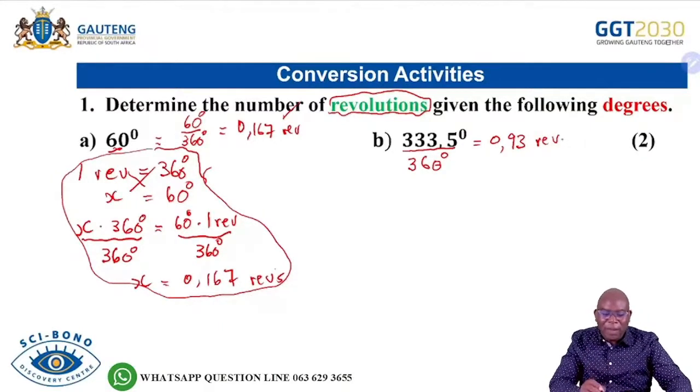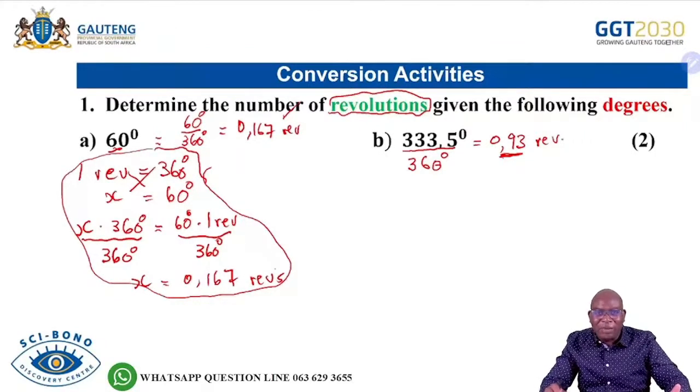You can see if it's 333.5, which is much closer to 360 degrees, you can see even the answer that we got there, 0.93, is very close to 1. Because if I round that off, I'm going to get a 1. So therefore that can be correct. We can see this one is very far away from 1, it's 0.1. So you can see that it's a very small angle and it's very small revolutions there. Right, so this is how you change.